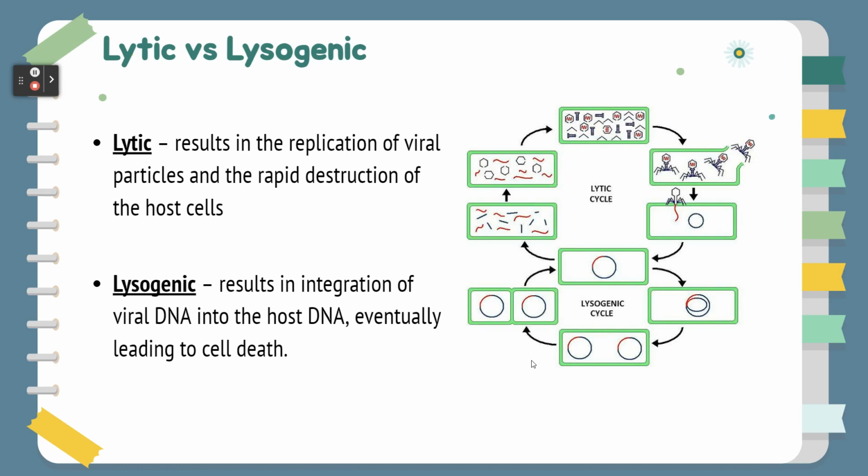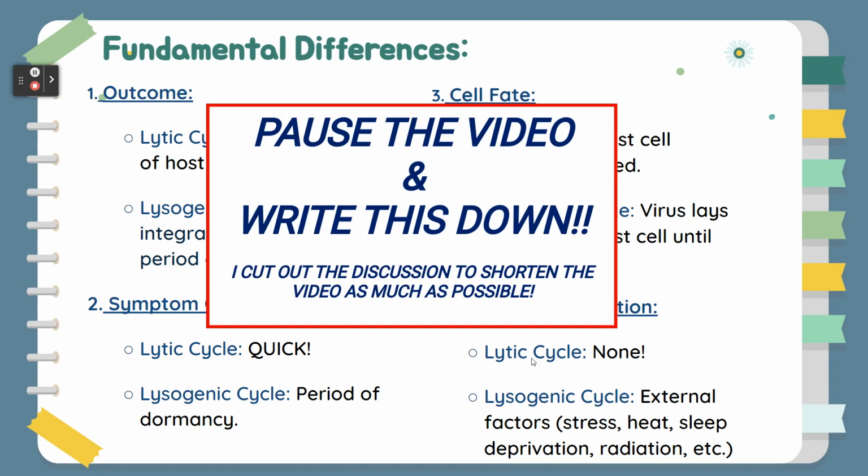Lytic replication results in viral particles being replicated and then rapidly destroying their host cells. It's a short, quick cycle. Lysogenic replication results in the viral DNA being integrated and becoming part of the host cell's DNA. It does eventually lead to cell death, but it's a little bit longer. Let's talk about our fundamental differences between these two cycles.